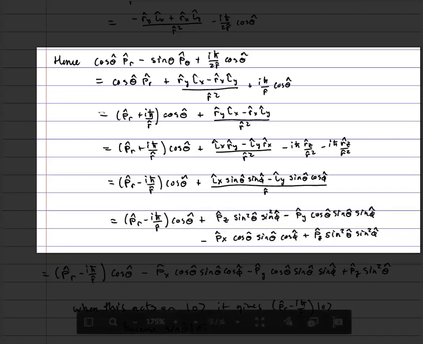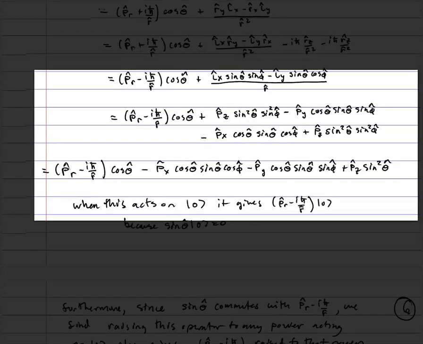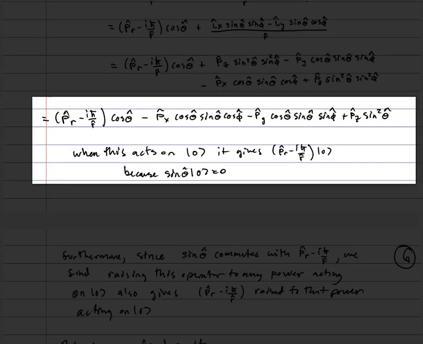And that's going to bring out some additional angular operators, because the r operator is divided by r hat. That's going to give me an angular operator. You can carefully go through that and see that you get all of these different terms. And so now when all the dust settles, we get this complicated expression here: Pr minus i h bar over r hat cos theta hat, minus px cos theta hat sine theta hat cos phi hat, minus py cos theta hat sine phi hat, plus pz sine squared theta hat.